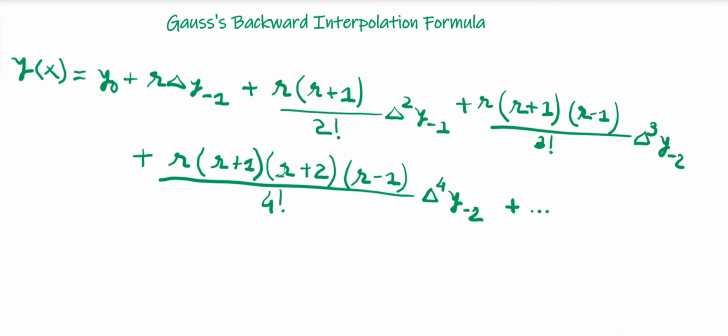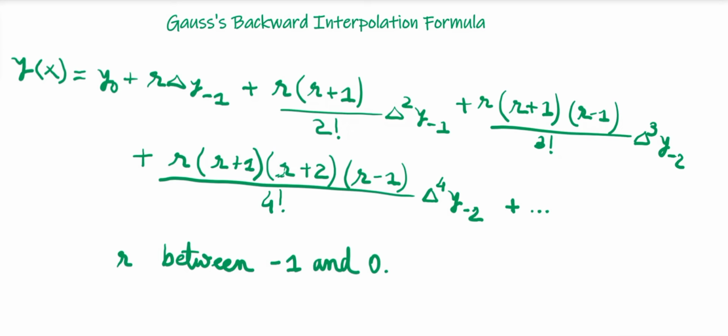Here the most important thing that you need to remember is that we use this formula to evaluate the values of y for r between minus 1 and 0. Before, we saw in the Gauss forward interpolation formula that we can use it to evaluate the values of y for r between 0 and 1. And here it is necessary to remember that we can only use this formula to evaluate the values of y for r between minus 1 and 0.